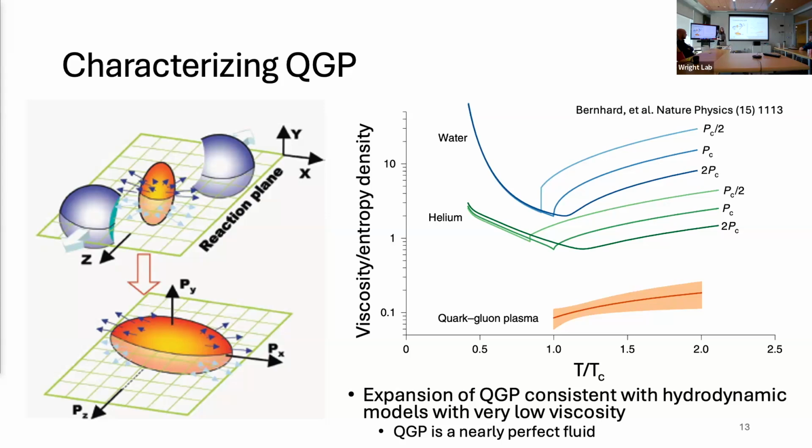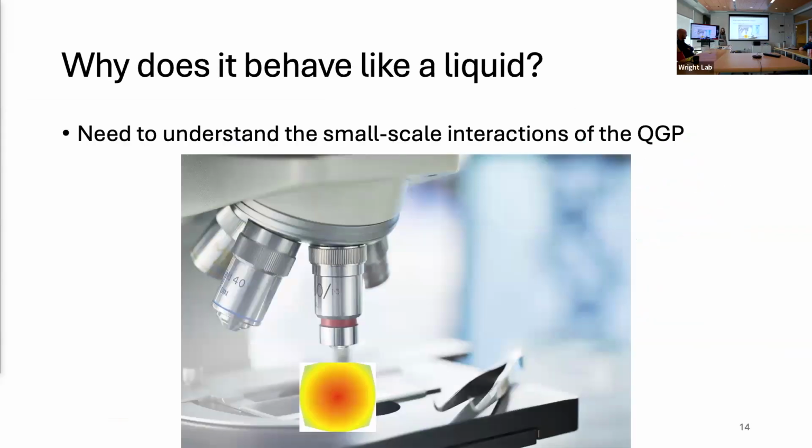So a lot of times people will say, oh, the QGP is a nearly perfect fluid. This is what they're referring to, this viscosity or density being very small. So we know that the QGP behaves like a liquid. And then the next question is why? And so if you wanted to figure out why water behaves like a liquid, you would go and look at the details of what the water molecules are doing. And so we want to do the exact same thing with the QGP. We want to put it under a microscope and understand the small scale structure.